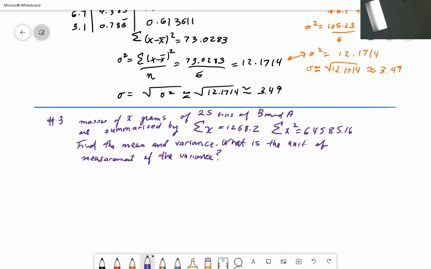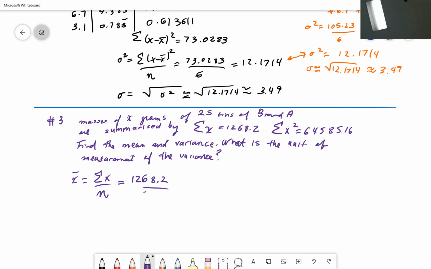So this question, for instance, is a question where you're forced to use certain formulas to solve. You can't use a table because you don't have access to the original data. You've only been given summaries of it. So now you're forced, because of this question, to use that shortcut we were talking about. But let's first find the mean. The mean is very simple. It's just going to be the sum of X divided by N. Do you know what N is here? 25.